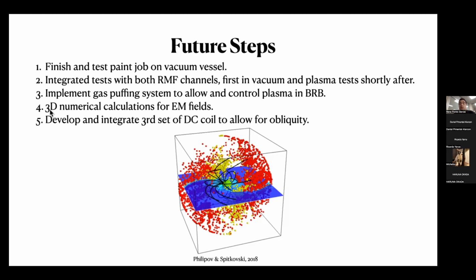Going forward, we're trying to do some numerical simulations for the electromagnetic fields. As I mentioned, we want to study also the radiation here inside. So if we have a rotating magnetic field, how is the energy of those fields going to behave? And what can we predict in the vacuum case? And finally, we need to develop and integrate a third set of DC coils to allow for obliquity.